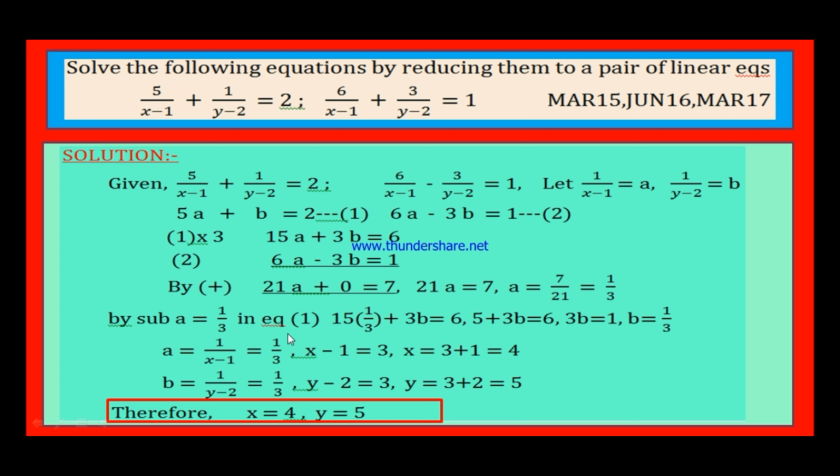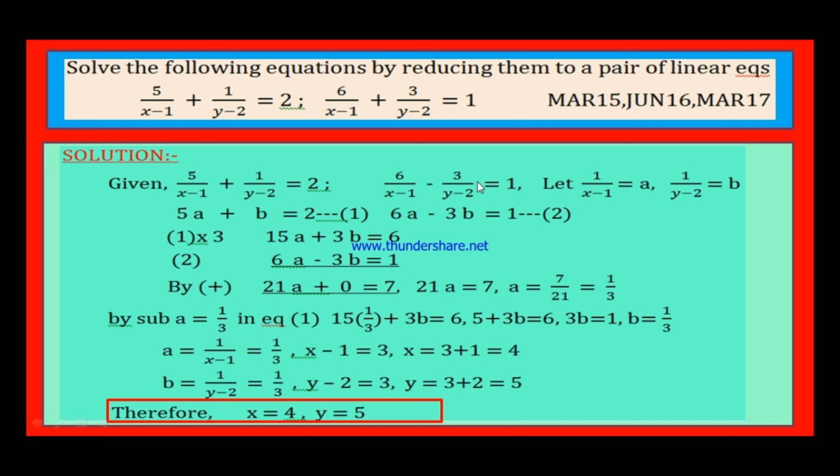By substituting a is equal to 1 by 3 in this equation, 15a plus 3b is equal to 6. 15 into 1 by 3 plus 3b is equal to 6. 3 in 15, 5 times, therefore it is 5 plus 3b is equal to 6, or 3b is equal to 6 minus 5, which is 1, and b is equal to 1 by 3. We get a is equal to 1 by 3 and also b is equal to 1 by 3.